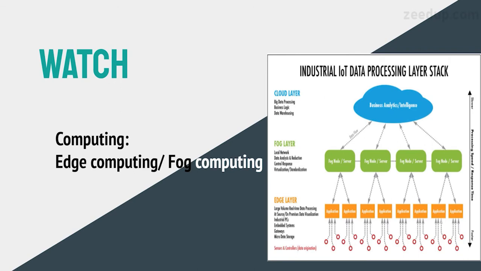What exactly happens in fog computing and edge computing is, this is the cloud layer, which accesses all your data. If you are the user, your input is sent to the application, and this application works with the help of the fog server. Your application layer is nothing but the edge layer. Your application layer can handle large-volume real-time data processing.